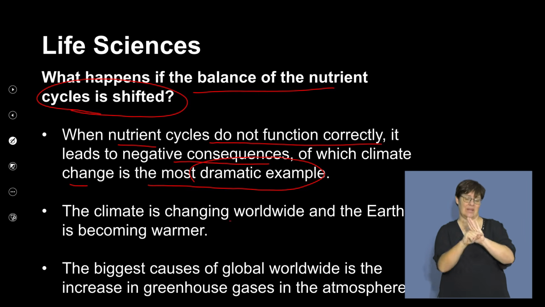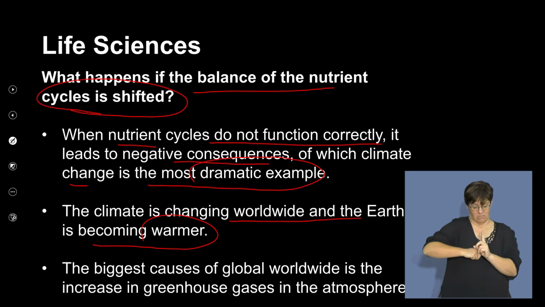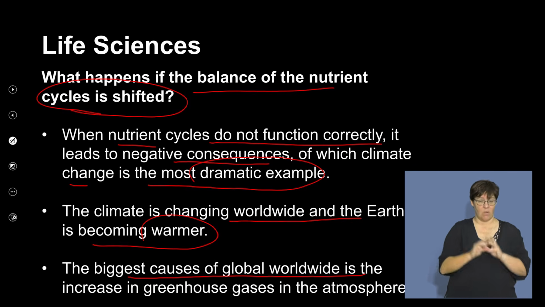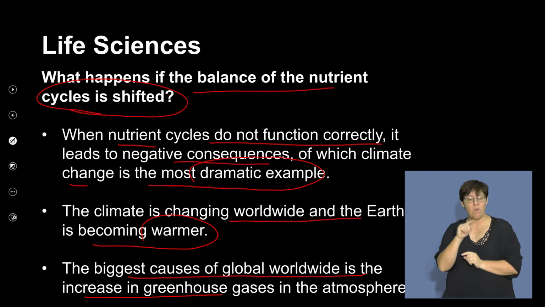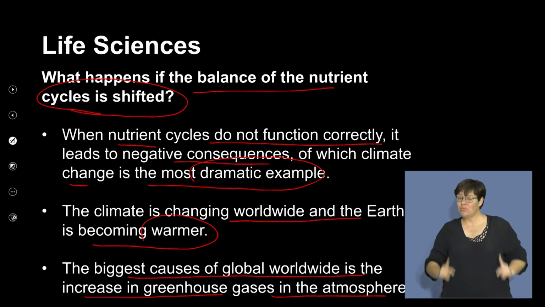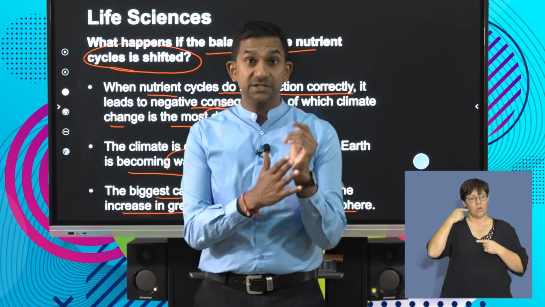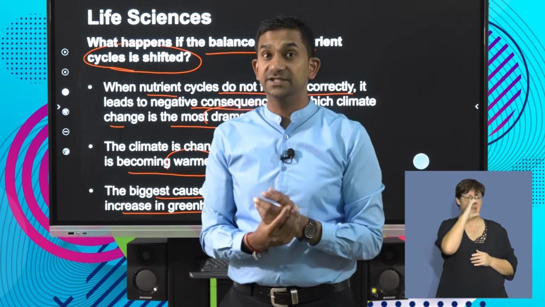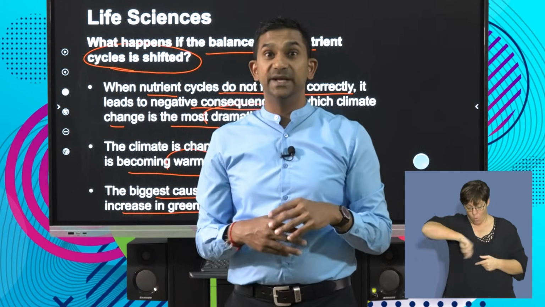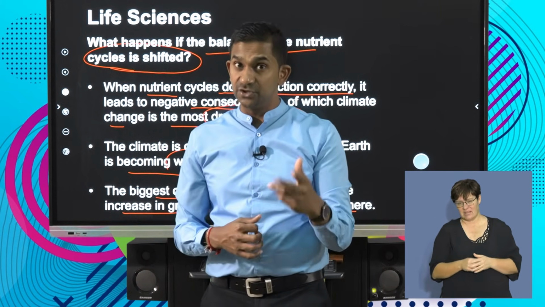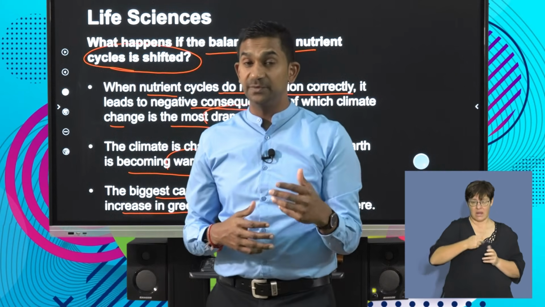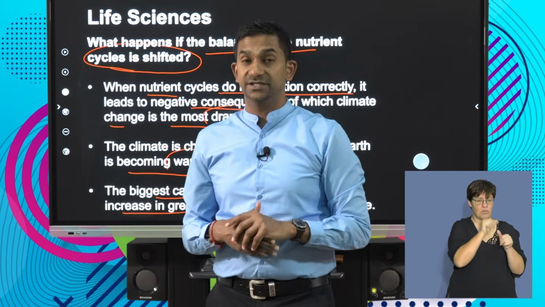The climate is changing worldwide and the earth is becoming warmer. We've discussed that when we looked at the carbon cycle. The biggest cause of worldwide warming is an increase in greenhouse gases in the atmosphere. Guys, it's important that we recognize that human impact has a significant effect on the various cycles. As we've looked at the carbon cycle and the nitrogen cycle, these are natural processes and we need to strive to maintain a balance of these. Simple things like reducing deforestation or reducing the use of artificial fertilizers can help maintain the carbon cycle and the nitrogen cycle in balance.